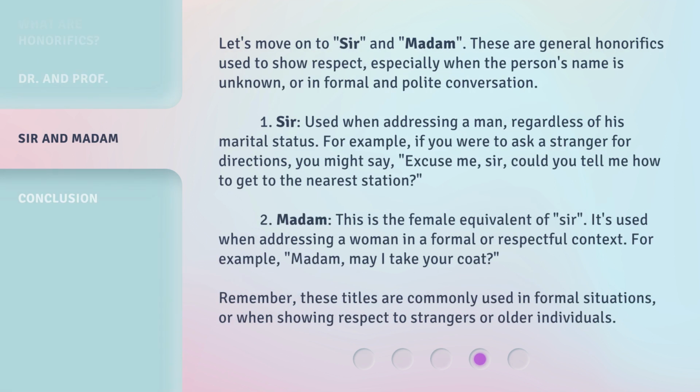Let's move on to Sir and Madam. These are general honorifics used to show respect, especially when the person's name is unknown, or in formal and polite conversation. 1. Sir. Used when addressing a man, regardless of his marital status. For example, if you were to ask a stranger for directions, you might say, "Excuse me, sir, could you tell me how to get to the nearest station?"